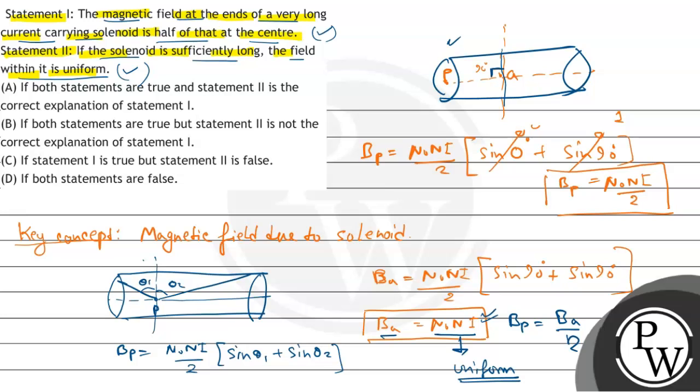So option B will be correct, that both statements are true, but statement 2 is not the correct explanation of statement 1. Because statement 2 क्या कह रहा है कि if the solenoid is long, then the field within is uniform. But इस दूसरे स्टेटमेंट से हम स्टेटमेंट 1 को एक्सप्लेन नहीं कर सकते, राइट? सो आवर ऑप्शन बी इज करेक्ट। Hope you understand the question. Best of luck.